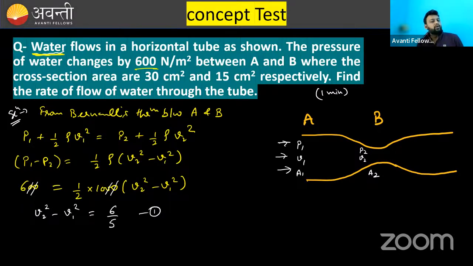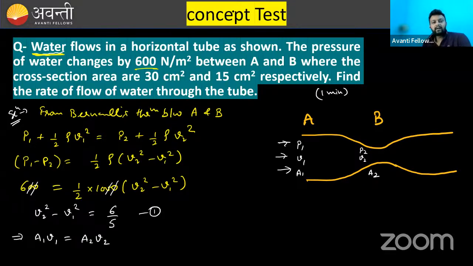Now, what I have told you is to use the equation of continuity to make the second equation. So I am using the equation of continuity. I'm not writing it out here, I'm just directly using it. That is A1 V1 is equal to A2 V2.